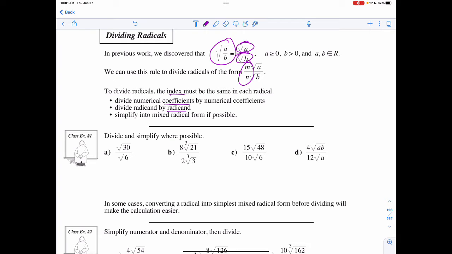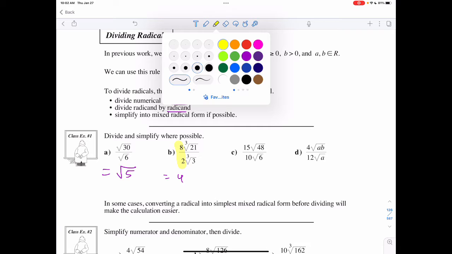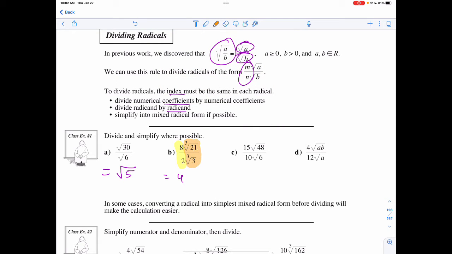So if I have the square root of 30 over the square root of 6, then that's going to be 30 divided by 6, just the square root of 5. If I have 8 cube root 21 and 2 cube root 3, then I'm just going to divide or simplify the coefficients to get 4. And then I'm going to divide or simplify the radicals to get the cube root of 7.